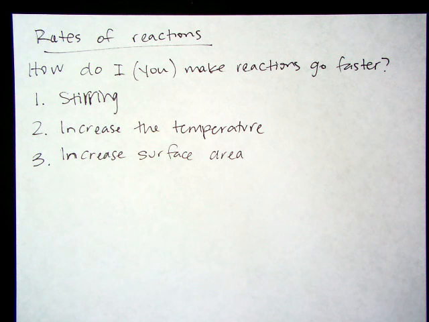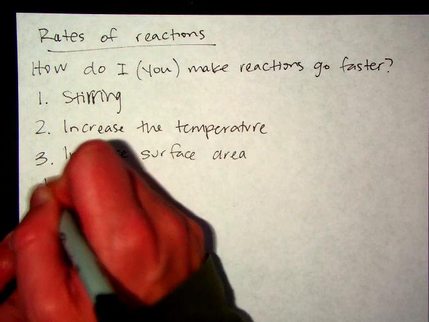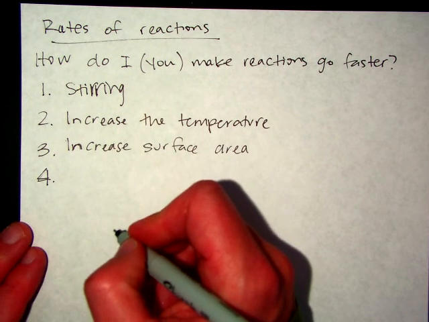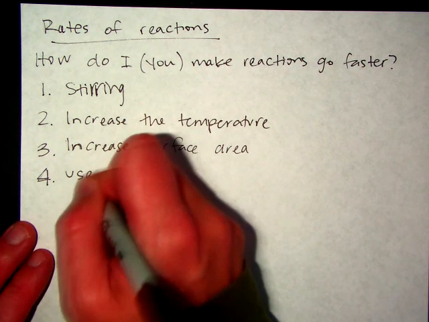Even faster than that is to take that sugar and grind it up like powdered sugar. That's got a ton of surface area. The particles are super, super tiny, and that means that when you put it in water, it dissolves really fast. So increasing the surface area means that you get more sites for the reactants to interact. And the last one is sort of random, but it's true and we should mention it. It's called using a catalyst.